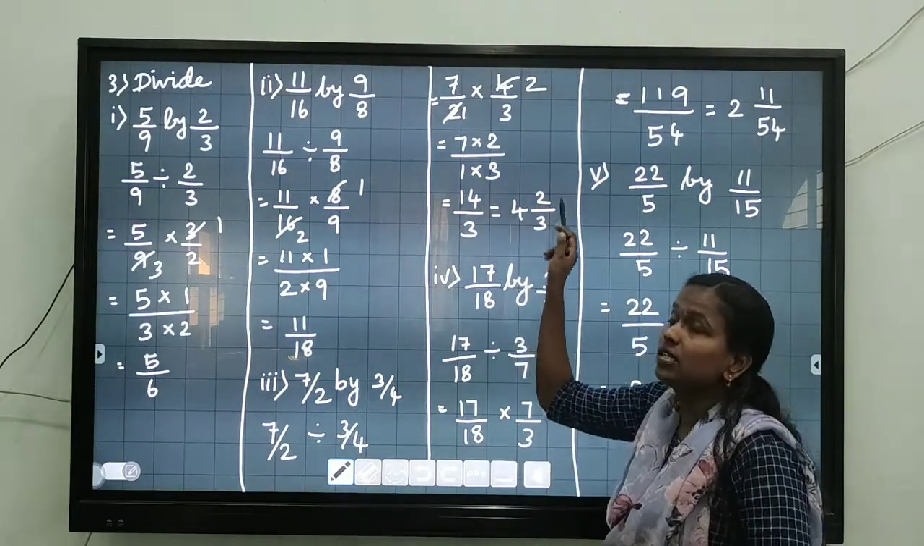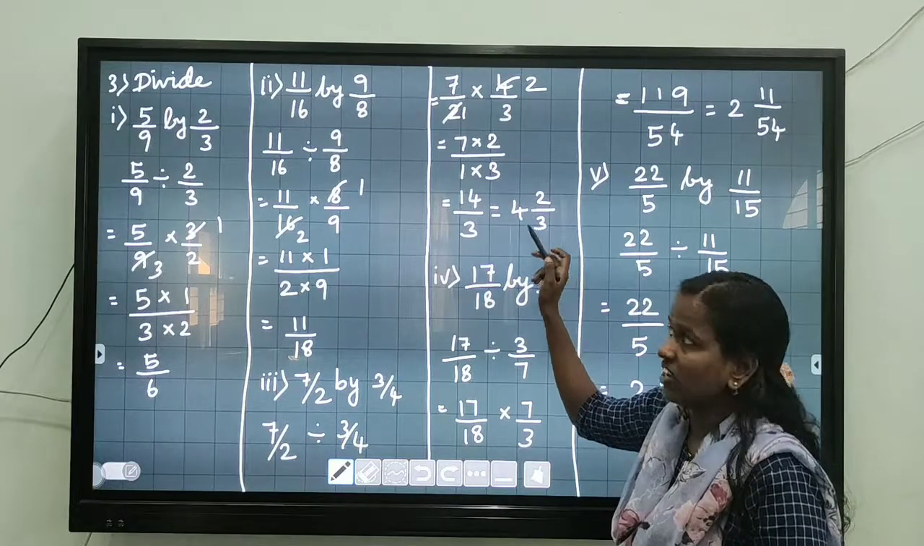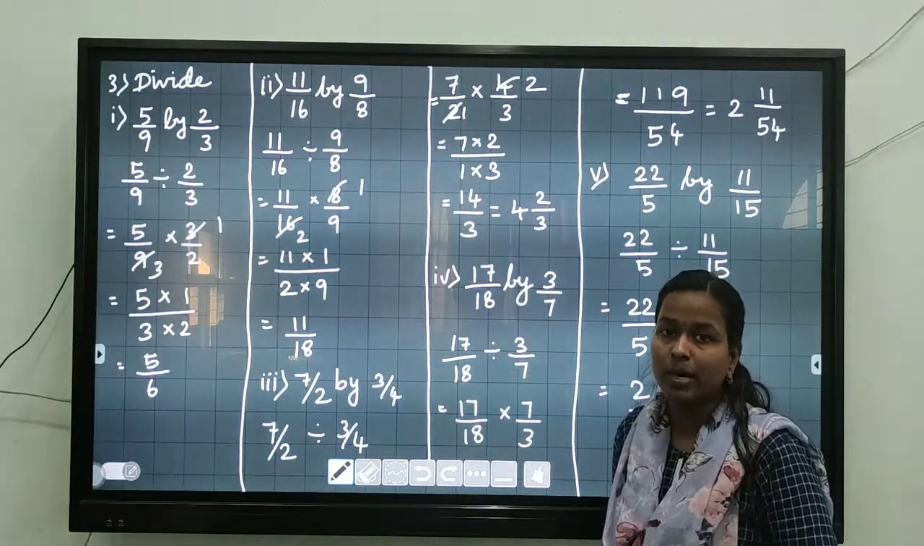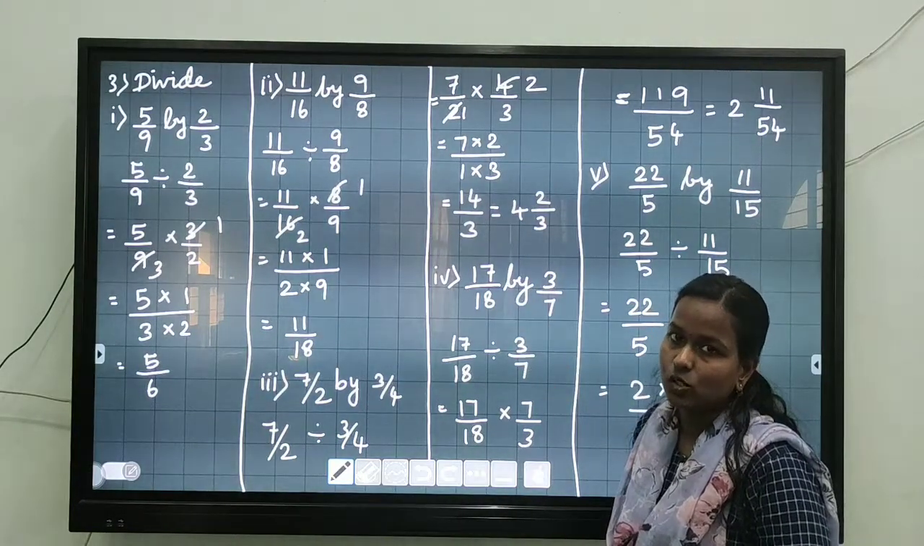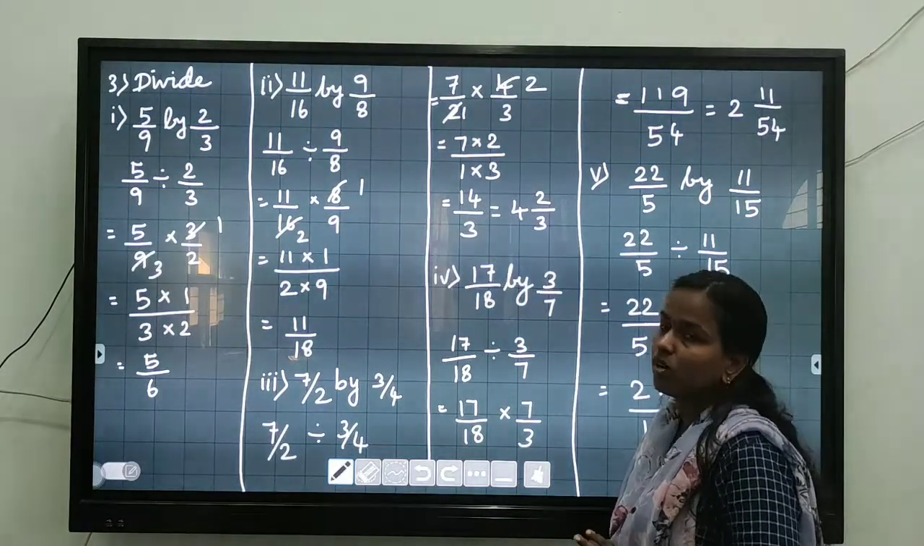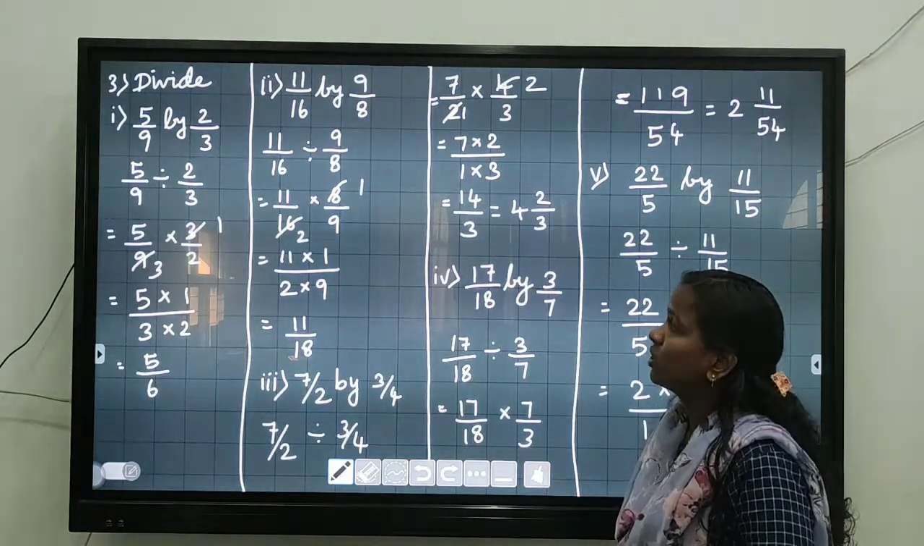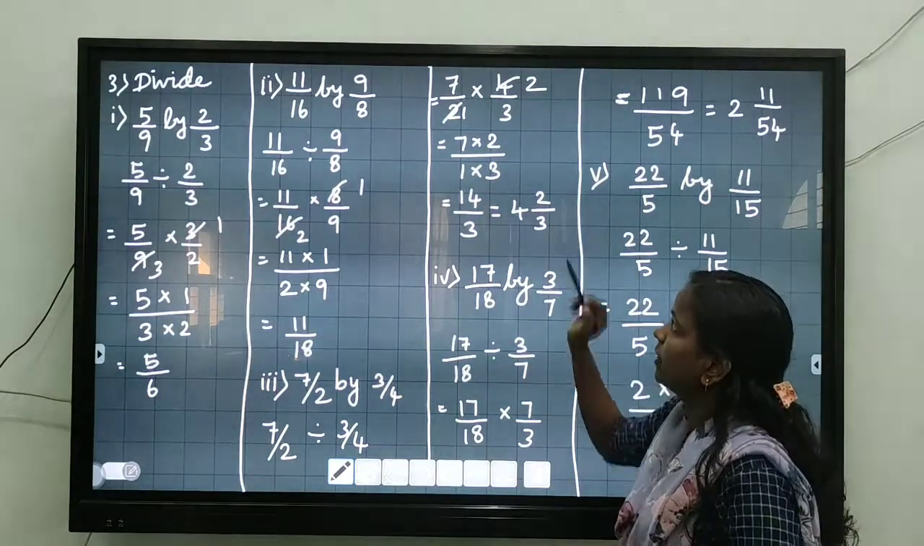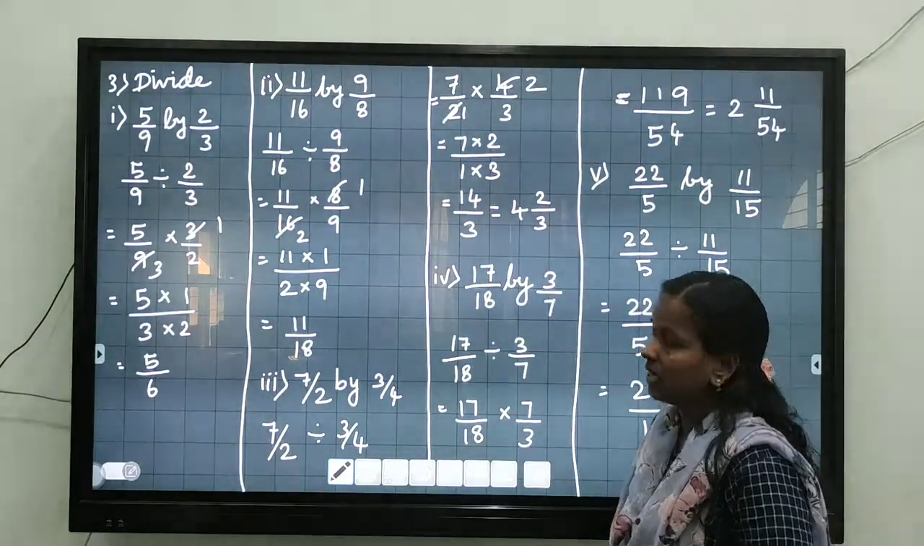Why in this term am I converting this one into a mixed fraction? Because the numerator is bigger than the denominator, so I can change this one into a mixed fraction. So how many 3s in 14? 4 3s are 12. What is the remaining? 2. So I am writing remainder 2 here. 4 of 2 by 3 will come.